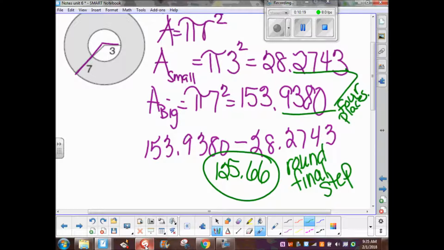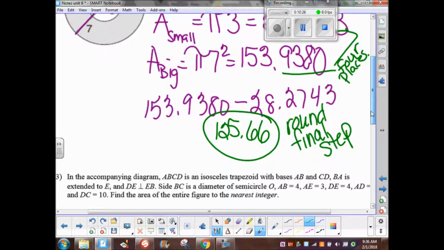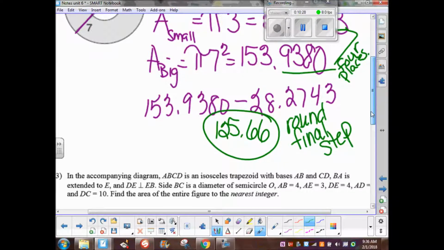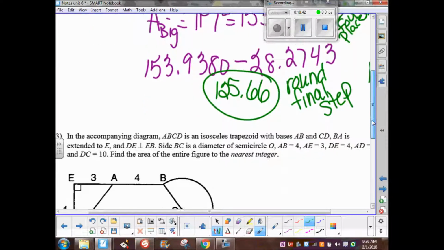I have a question. Sure. Why do you round on the final step instead of doing it earlier? I just said when you round too soon, it will throw your final answer off. How? Because you rounded here and then you end up rounding again, your answer will be off a few decimal places.